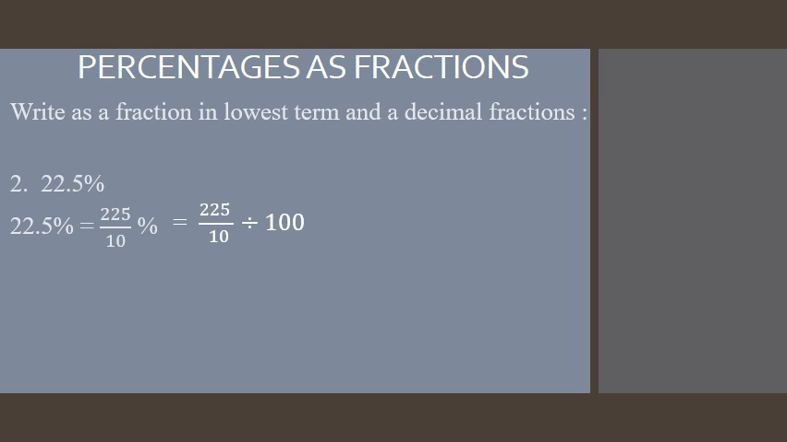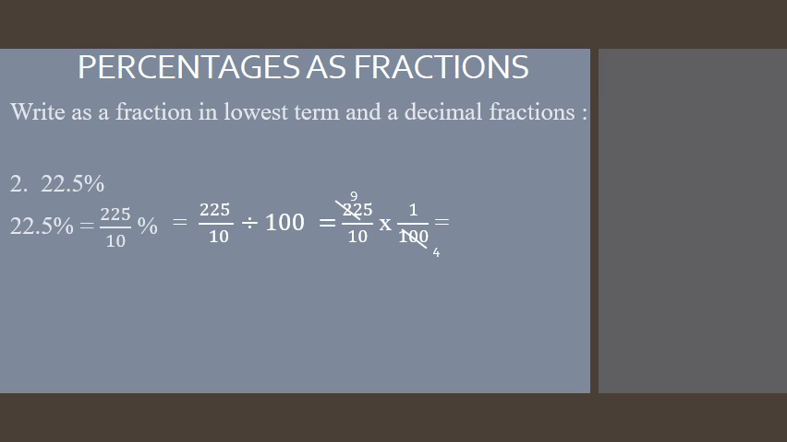Now children, what are we going to do in the next step? We will write the reciprocal of 100, that is 1 upon 100. Okay, 225 upon 10 multiplied by 1 upon 100. Now, the next step is that we are going to divide 225 in the numerator and 100 in the denominator by common number 25. So, 225 divided by 25 is equal to 9, and 100 in the denominator divided by 25 is equal to 4.